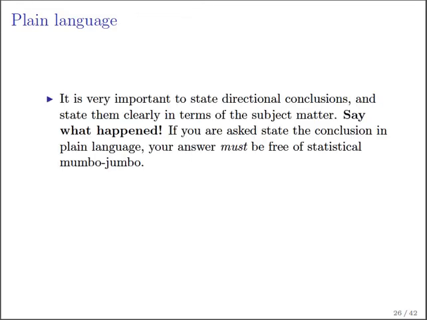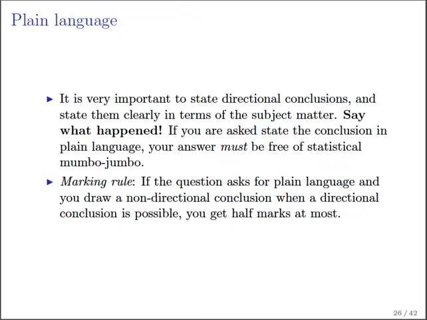This is an example of plain language conclusions. When we've got our conclusions in the formal world of the statistical model, we then move to the outside world of the substantive problem, and then it's very important to change vocabularies and use plain language. In particular, it's important to state directional conclusions and state them clearly in terms of the subject matter, with no Greek letters, and no jargon that you would only learn if you had taken a statistics course. You need to say what happened. And if you're asked to state the conclusion in plain language, your answer must be free of statistical jargon, mumbo-jumbo, whatever you want to call it.